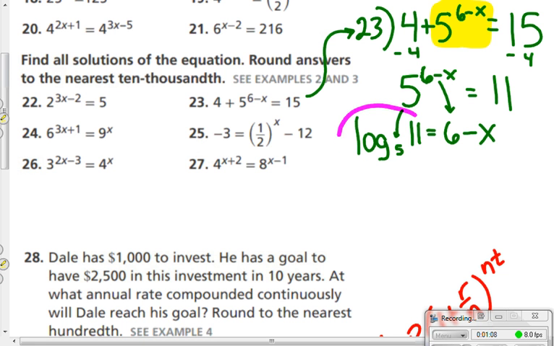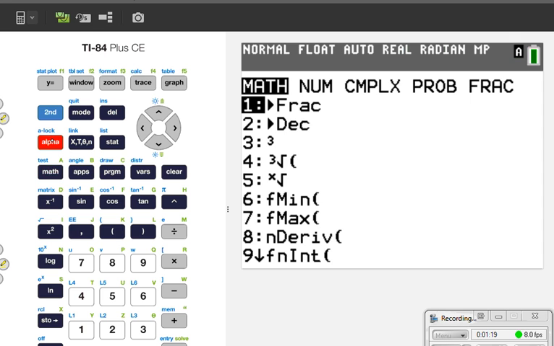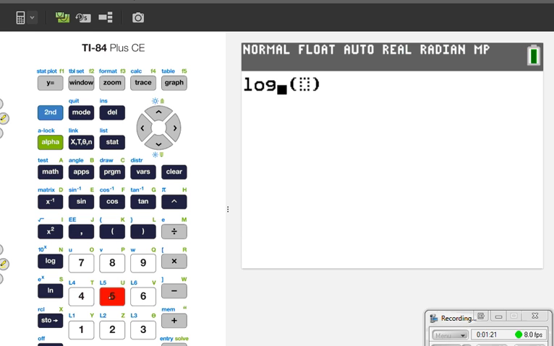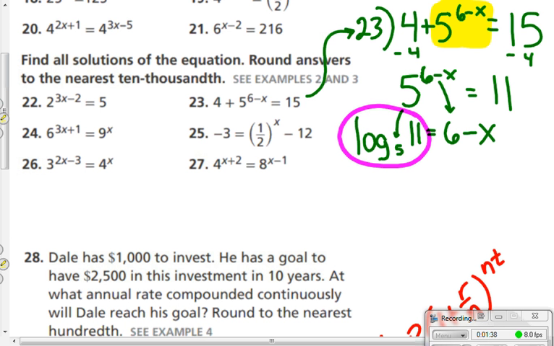Over here should be able to be done on a calculator. So we need to do the log of 11 base 5. So math, alpha, math, base 5, 11, enter. I typically like you to round these to the nearest thousandth. So that would be 1.490 if you were rounding to the nearest thousandth. So 1.490 equals 6 minus x.